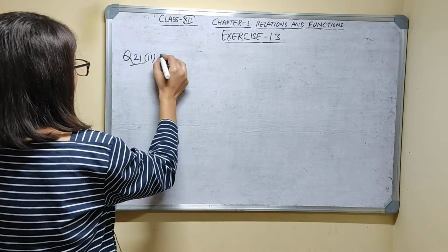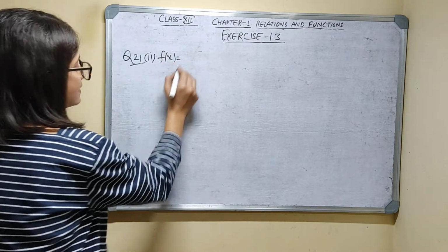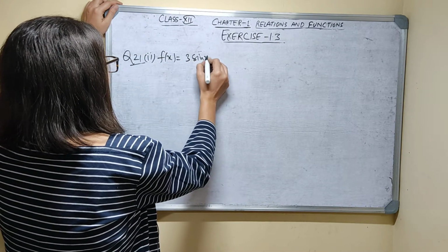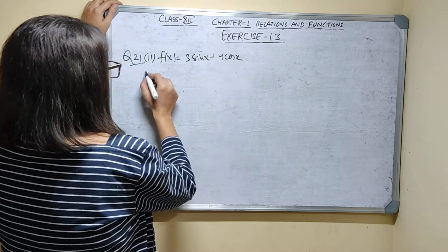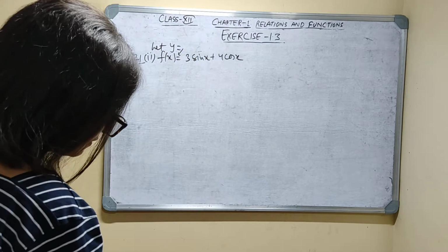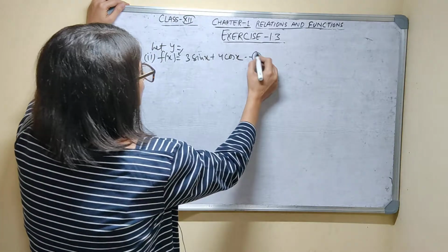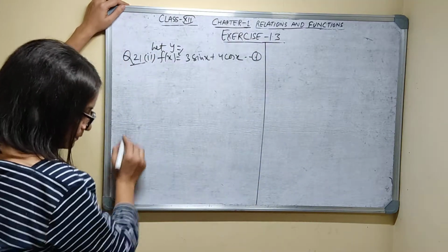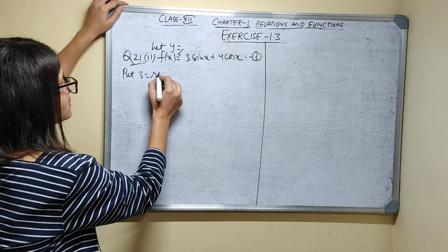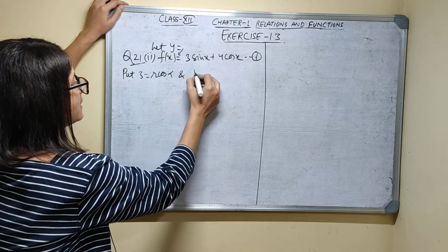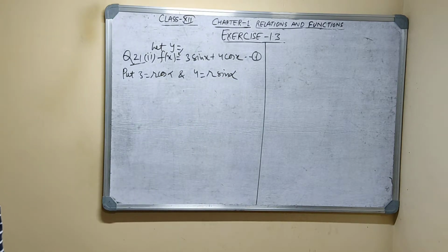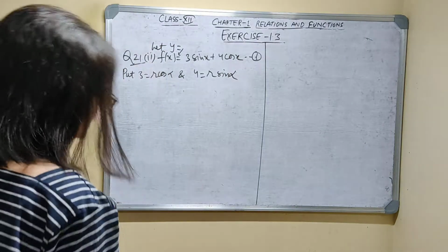Second part, the function is f(x) = 3 sin x + 4 cos x. So let y = f(x) = 3 sin x + 4 cos x. Give it equation number 1. Solve this. Put 3 equal to R cos alpha, and 4 equal to R sin alpha. Is it clear?